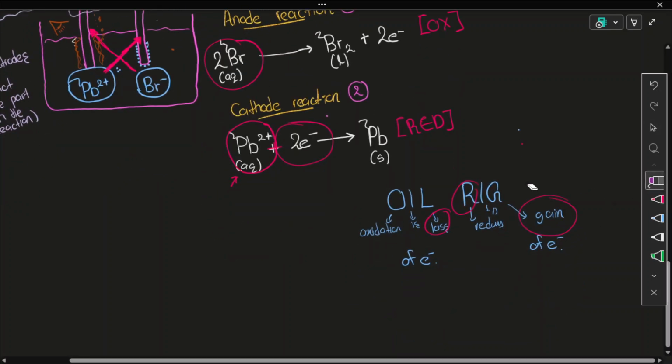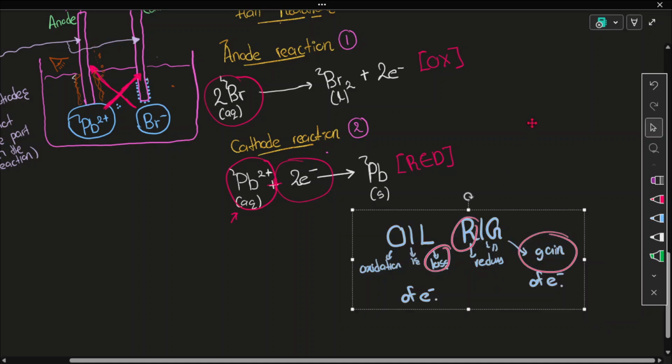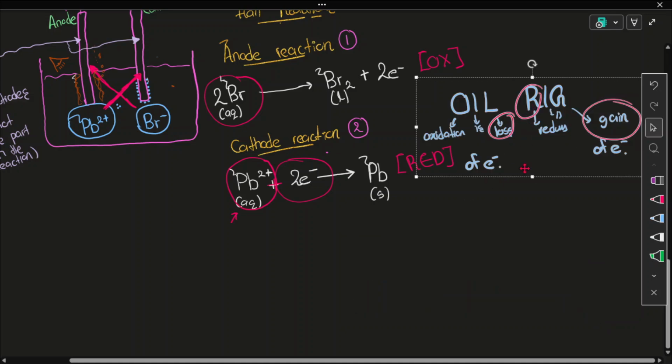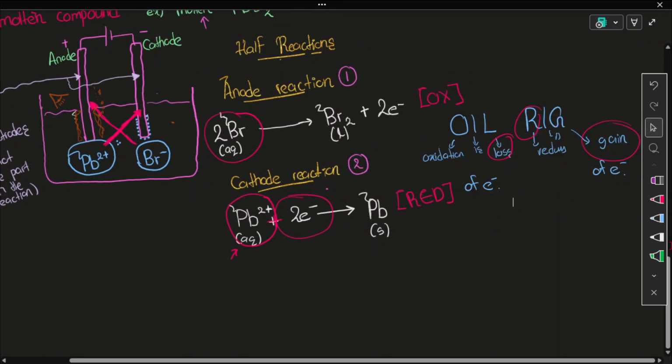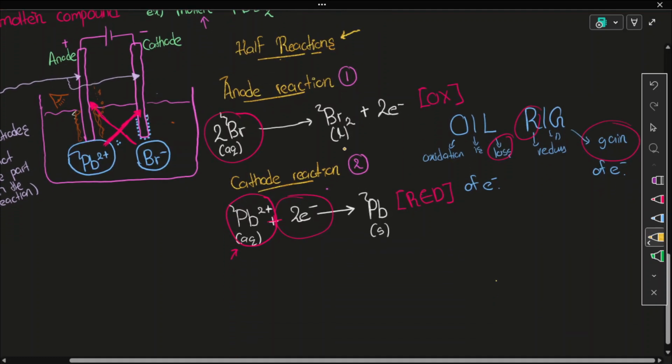Now we can do one more thing here. So I'll just move oil rig to the right side right over here. Okay. So we just wrote what? We wrote the half reactions, right? We wrote the half reactions, anode reaction and the cathode reaction. And we can do just one final thing. We can actually combine those half reactions to produce an overall equation.